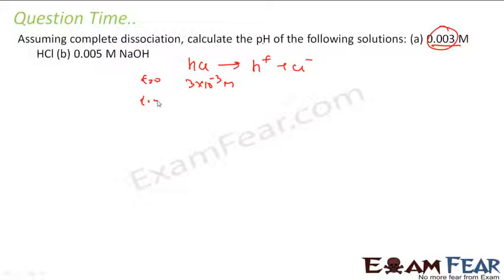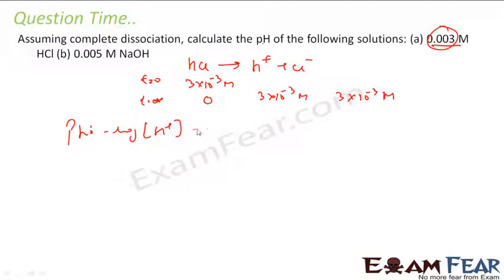At t equal to, I won't say equilibrium, t equal to after some time, infinite you can say, this becomes 0 and I get 3 into 10 to the power minus 3 M H plus ions and 3 into 10 to the power minus 3 M Cl minus ion. So pH is what? Minus log of H plus ion concentration. So what is H plus ion concentration? 3 into 10 to the power minus 3. That is nothing but 2.5. Correct.